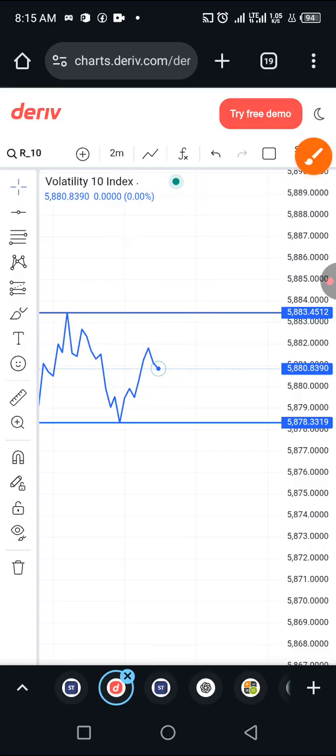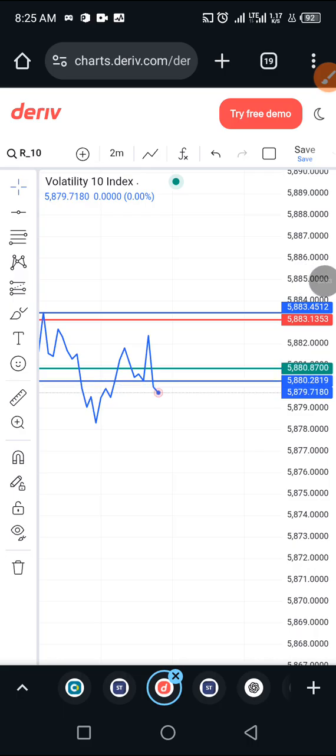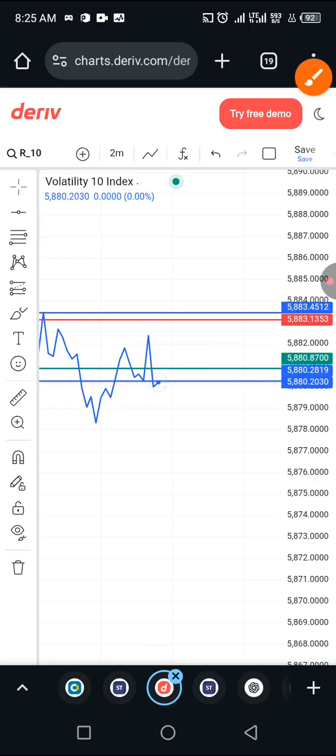Okay, so let's wait for entry here. Alright, we saw a signal. We are patiently waiting for our entry. We are waiting for the market to come back to our point of interest here. Once it breaks the point of interest above, we enter for a downtrend. So let's wait patiently for that.